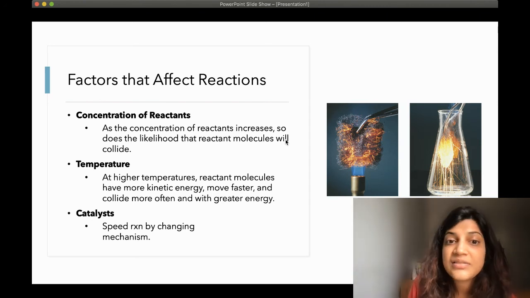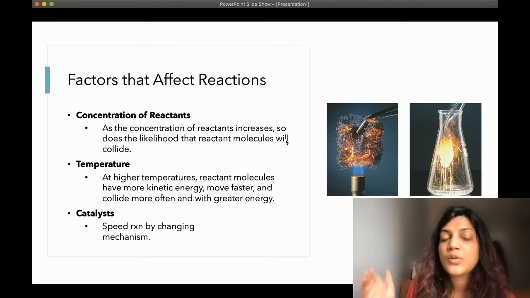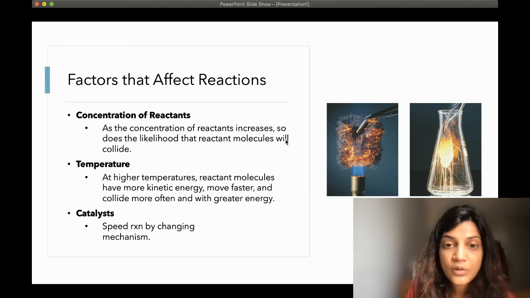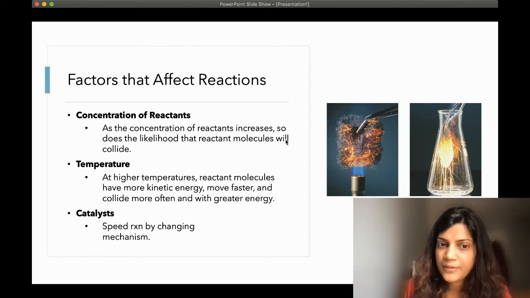One is the concentration of the reactants. As we all know, a chemical reaction is basically a combination of different reactants, or one reactant, coming together and changing into products, right? So that concentration of reactant plays a very important role in determining the rate of reaction. If you have a higher concentration of reactant, you will have more likelihood of those reactant molecules colliding with each other to form the product.